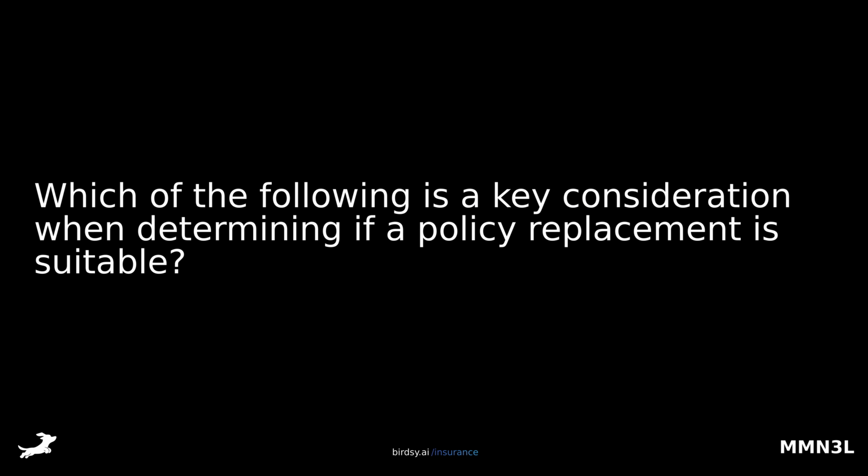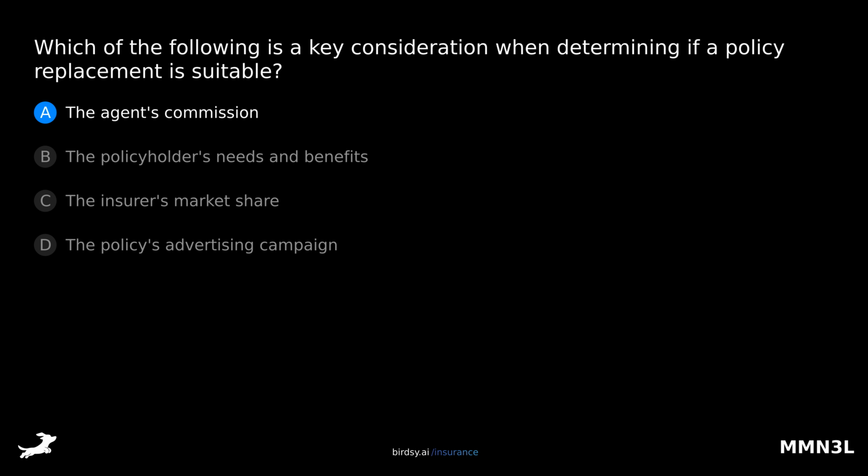Which of the following is a key consideration when determining if a policy replacement is suitable? Is it A, the agent's commission? B, the policyholder's needs and benefits? C, the insurer's market share? Or D, the policy's advertising campaign? The answer is B, the policyholder's needs and benefits.